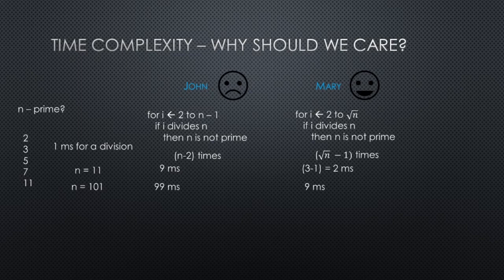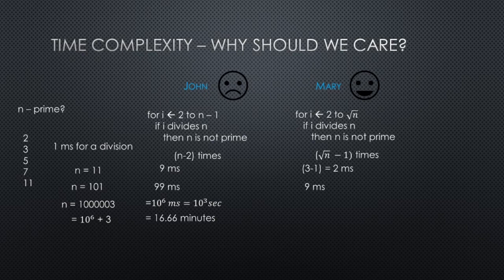Let's pick a higher number this time, a 7-digit prime. It is 10 to the power 6 plus 3. John will take almost 10 to the power 6 milliseconds to solve this problem. If you convert this to seconds, we'll have 10 to the power 3 seconds, or 16.66 minutes.